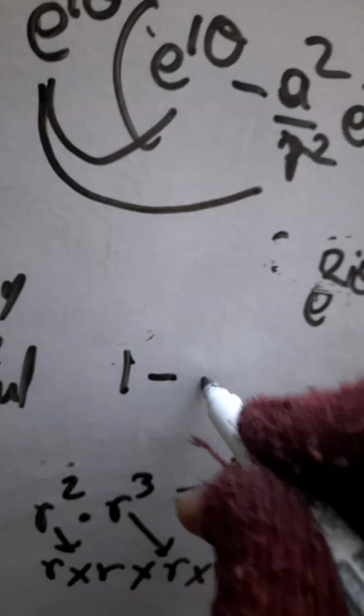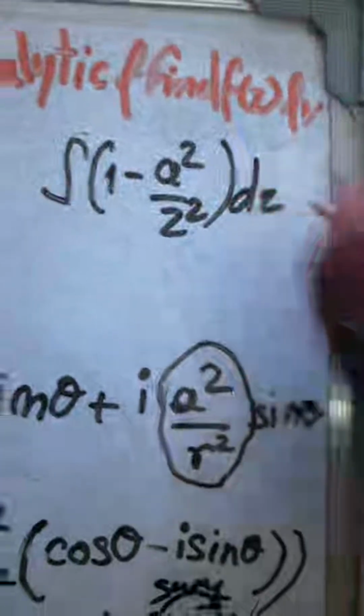Now e raised to 0 is 1 minus a square by z square, because r is supposed to be z. So 1 minus a square by z square. Now what we would do is, in Milne-Thomson we take the integration of 1 minus a square by z square dz. Milne-Thomson stuff.